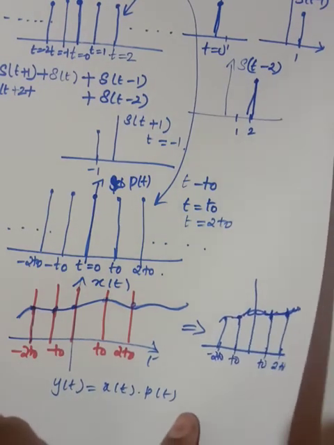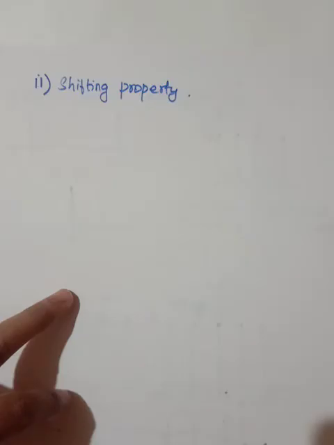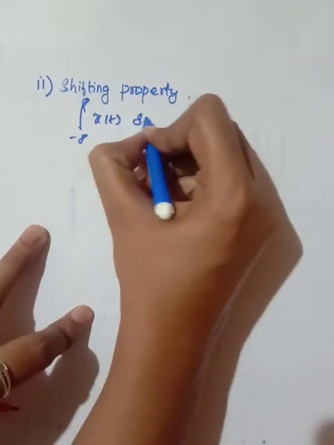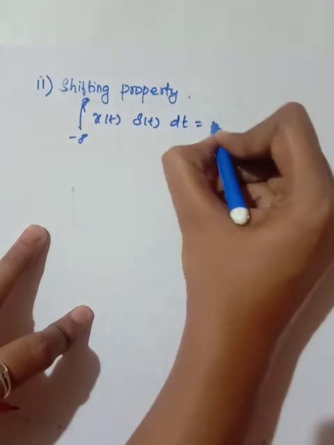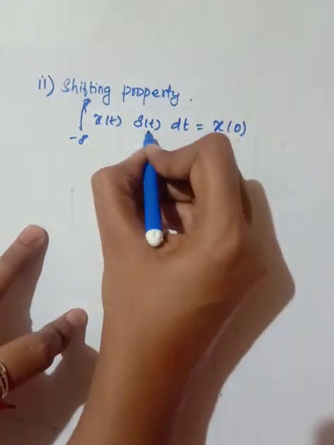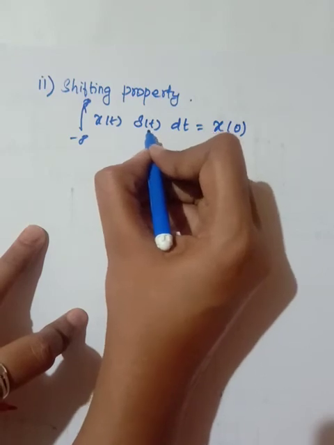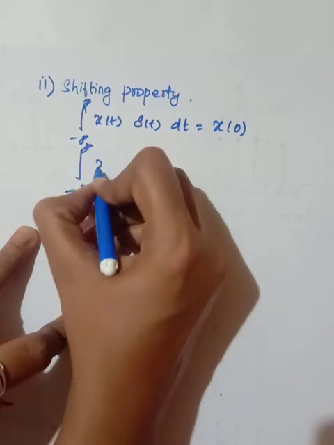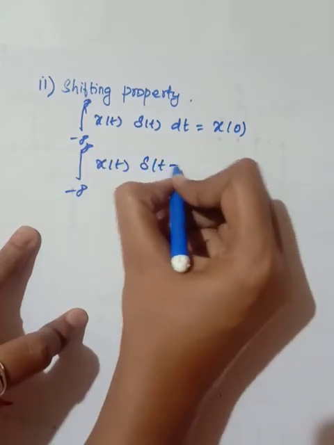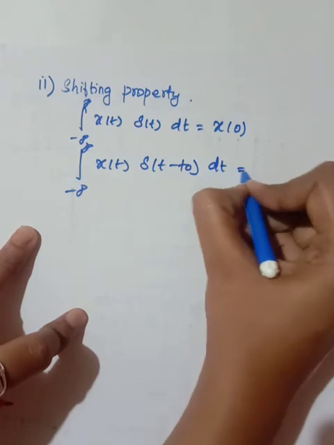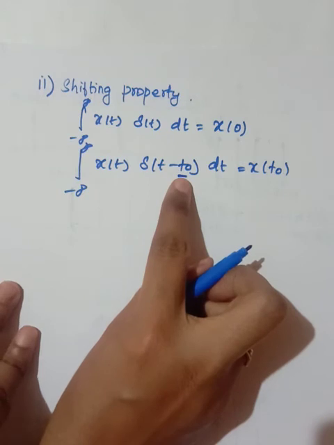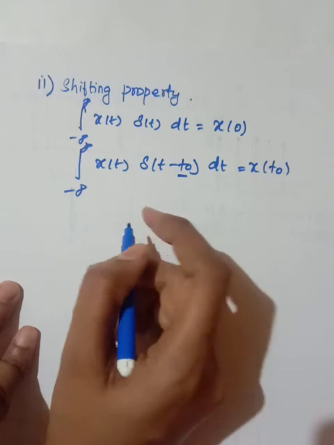So far we have seen only the product property. Next one is the shifting property. We have already discussed that when any signal is multiplied with del of t and integrated, you will get the value at that particular instant. With del of t you will have the value at time t equal to 0, so you will get x of 0. Similarly here you will have x of t multiplied by del of t minus t naught into dt, and you will get the value at t naught, because you will have an impulse at t equal to t naught. So this property is known as the shifting property.